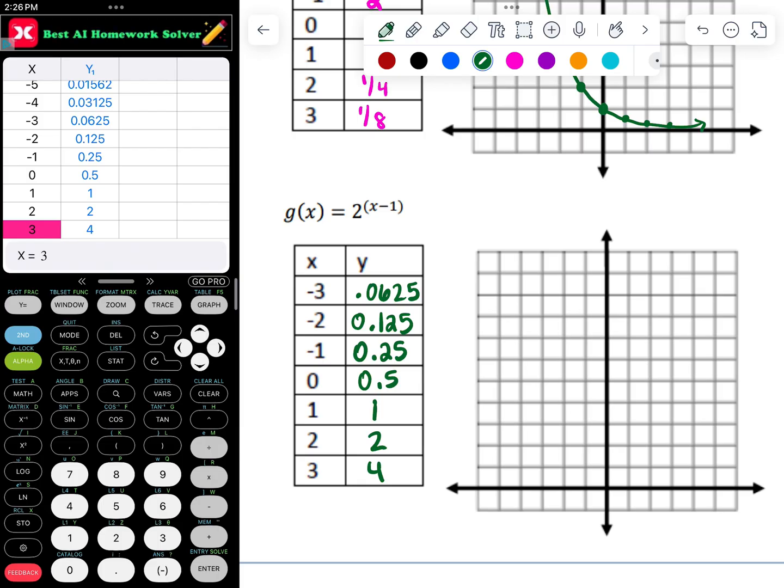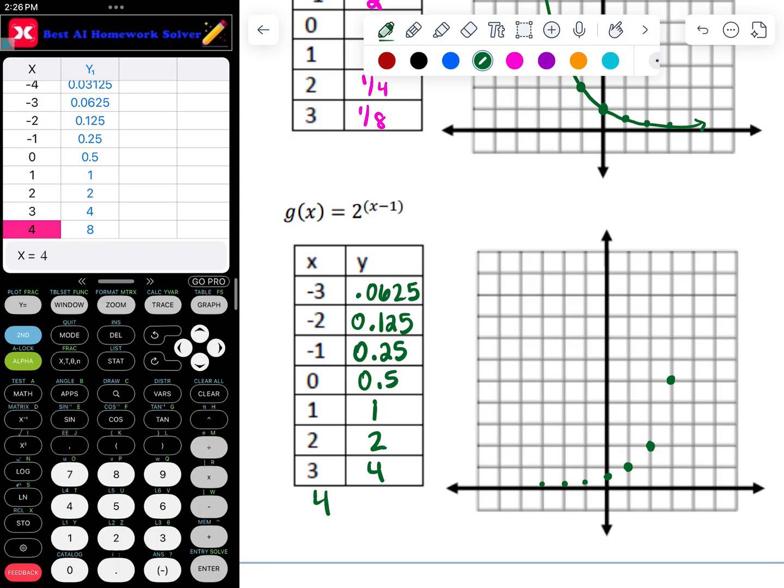So now those decimals might look like they're a little difficult to plot, and that's okay. -3 is going to be really close to 0. -2 is going to be pretty close to 0. -1 is going to be at that quarter mark. 0 is going to be at the halfway mark because 1 goes with 1, 2 goes with 2, 3 goes with 4. And if you wanted to put one more on there, 4 would go with 8. You could throw that in there to kind of make this look a little bit nicer.